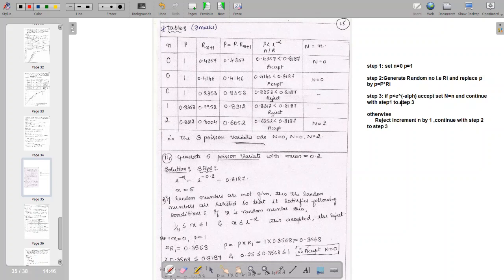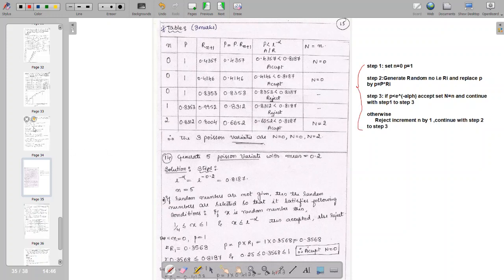If p is less than e to the power of minus alpha, accept, set uppercase N value with small n and continue with the step from 1 to 3. Otherwise, reject, increment small n by 1 and repeat the step from 2 to 3. This is the algorithm for acceptance rejection technique using Poisson distribution.